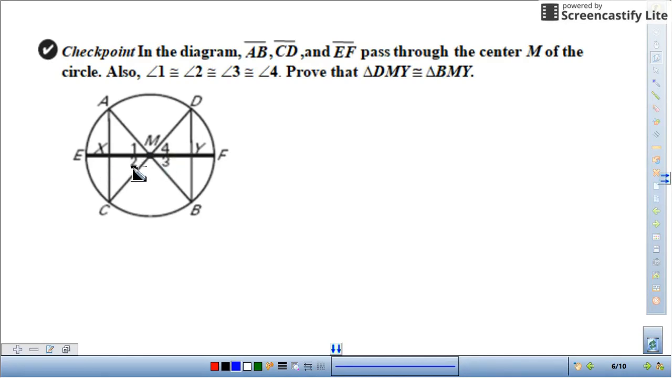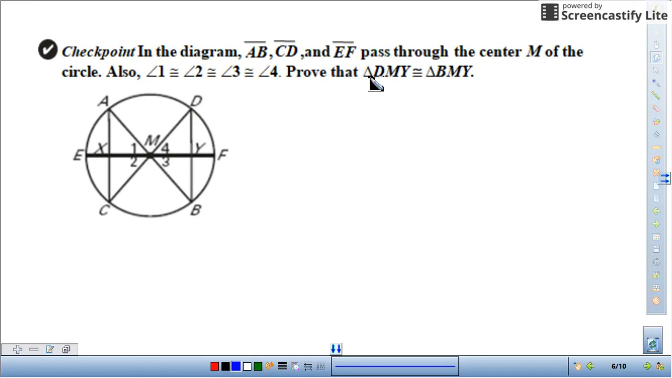And really, we wouldn't even need to be given that because you can see, for instance, that 2 and 4 are both vertical angles, so they're congruent. We know that 1 and 3 are vertical angles, so they're congruent. So we could make some of those assumptions ourselves based on the properties of vertical angles, but we are given that those are all congruent to each other.